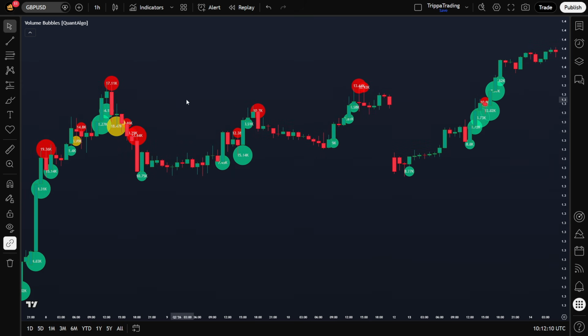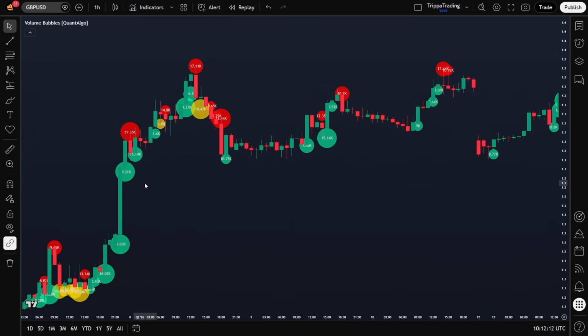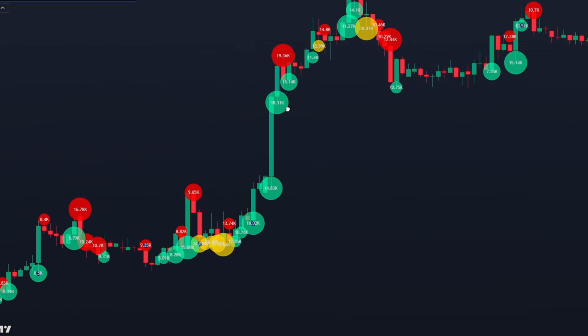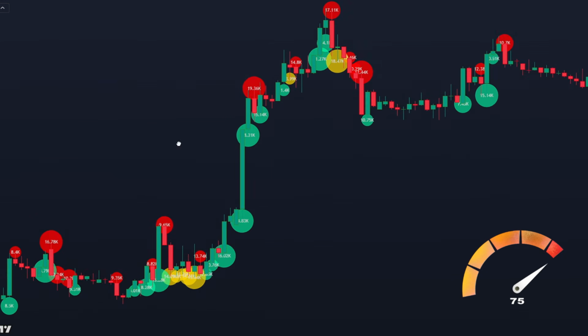This video can be a bit boring, as I will be explaining the indicator, its settings and use cases in detail, so you can increase the speed of the video if you want.